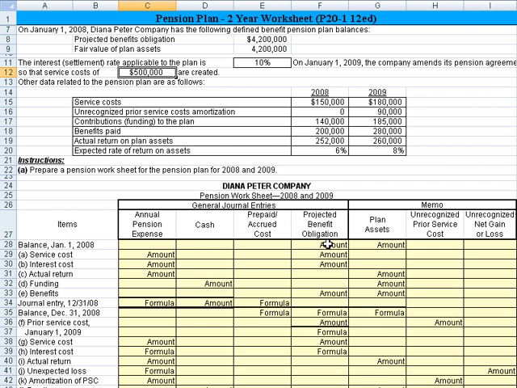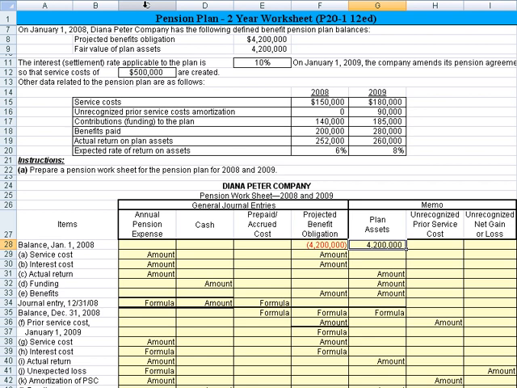The first thing we need to do is put in the beginning balances. So the projected benefit obligation is $4,200,000 to start, and the plan assets are $4,200,000 as well. If you want to think about that, that would be a credit and that would be a debit. I'm wondering if I should do this in debits and credits so that you can see it. Yeah, why don't we do it that way? Anytime I put a credit in, we'll enter it as a negative. So our credits are equal to our debits as we start off on our worksheet.